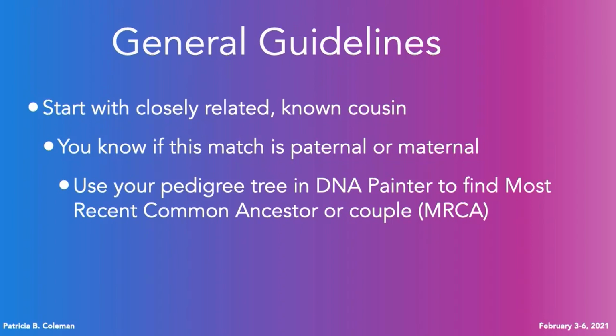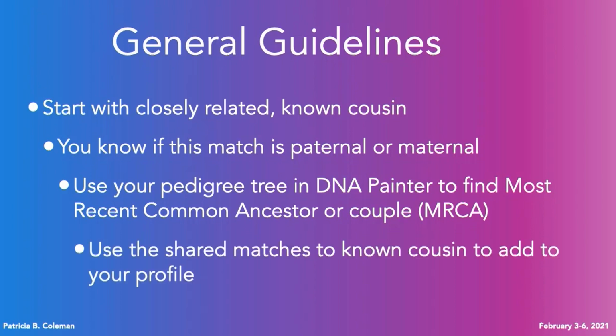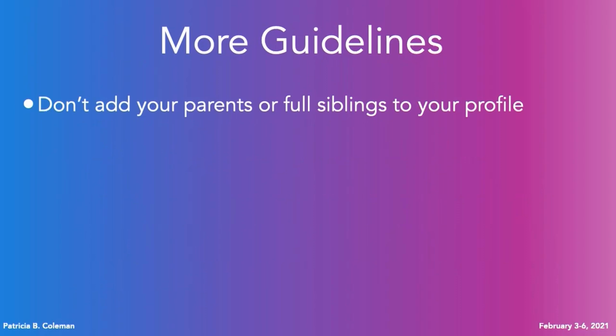You can use your pedigree tree from DNA Painter to find the most recent common ancestor, or the most recent common ancestor couple, for your known match. And then you can use the shared matches to this known cousin that are on 23andMe to add more people to your profile.